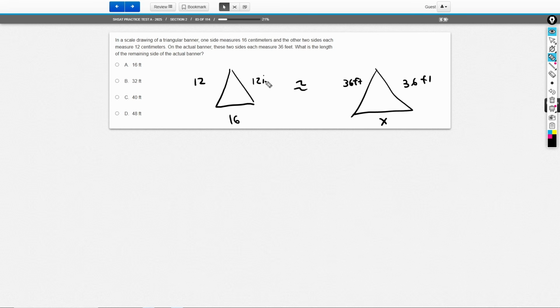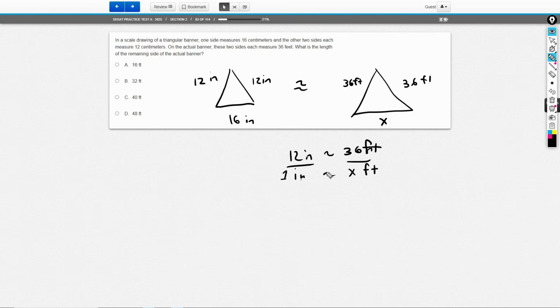So in this case, I have another scale drawing, right? On paper, we have a banner that's 12 inches, and 16 inches. In real life, these 12 inches actually turn into 36 feet. So if 12 inches turns into 36 feet, I wonder what 1 inch turns into, x feet.